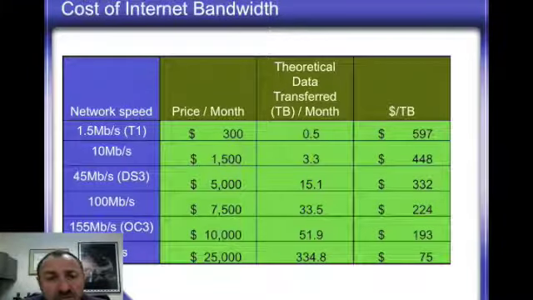So a T1 today, internet connectivity, $300 per month. How much content can you move over that connection in a month? About a half a terabyte. If you go up to about 10 megabits per second, you're talking about $1,500 per month and 3.3 terabytes. Here, on the right, is the cost per terabyte. And if you buy an OC3, which a lot of our customers have, it costs $10,000 per month, but you're moving 51 terabytes of content.